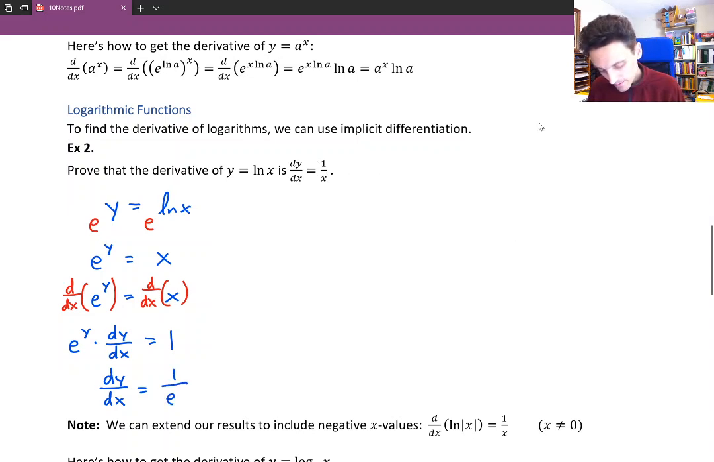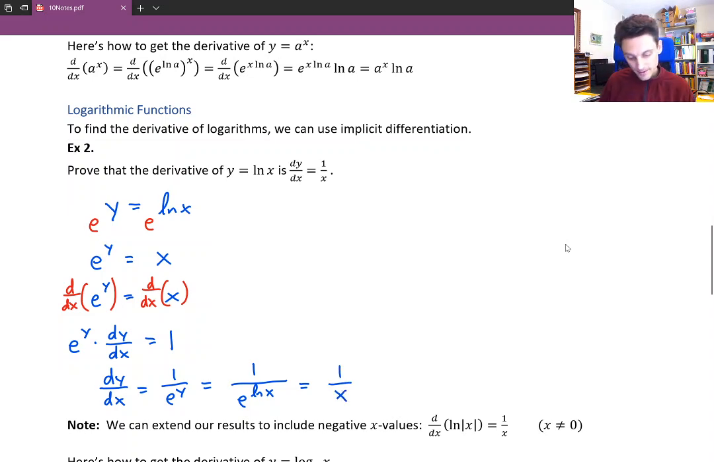Well, we'll divide by e to the y and try to rewrite this in terms of x. Remember that originally y was equal to ln of x, so we have e to the ln x. But like we were saying a moment ago, e to the ln, those are going to undo each other. So e to the ln x will just be x. And so we've arrived at 1 over x, which is great. So that proves that the derivative of ln x is equal to 1 over x.